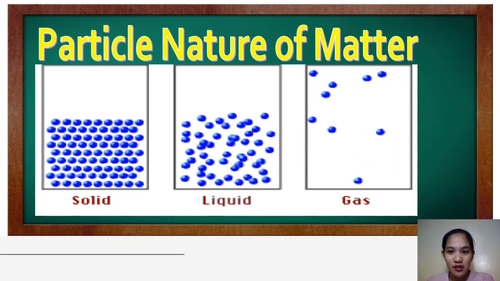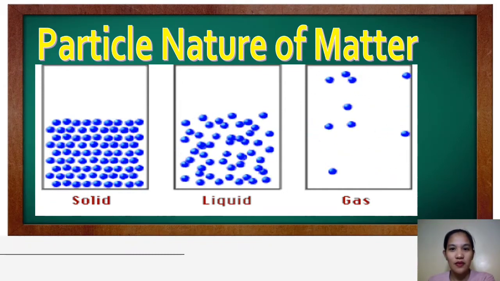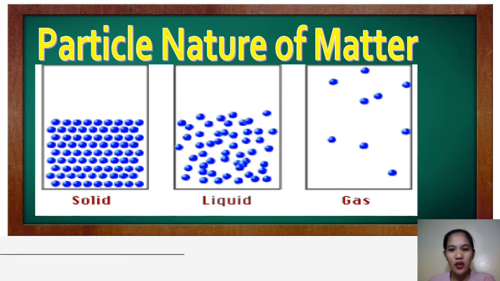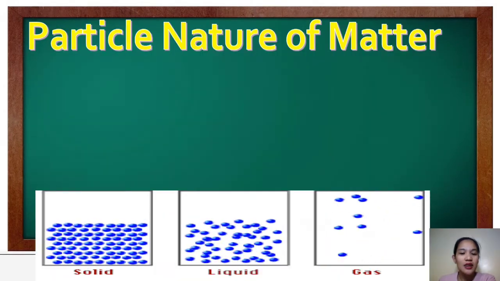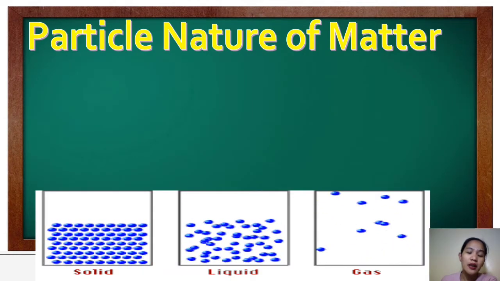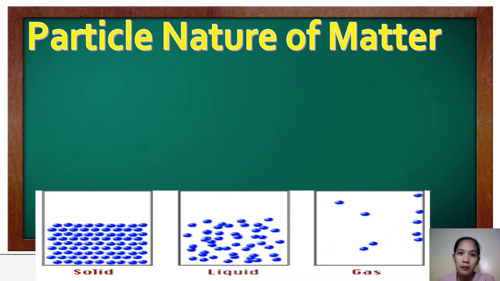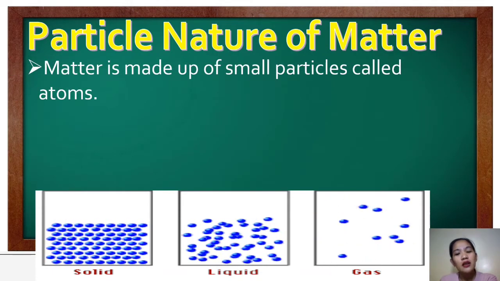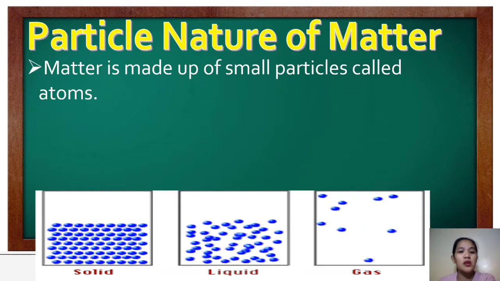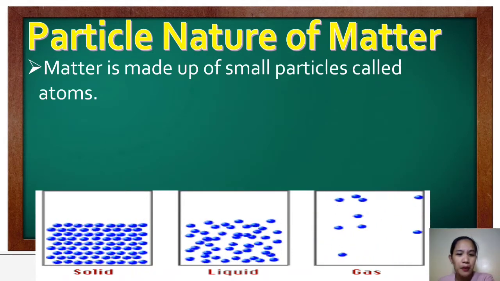So let us start discussing your observation. Let us start discussing what you have observed. When you say particle nature of matter, that is the nature of matter based on its particles, or the nature of the particles of matter. So what is this all about? It says here that the particle nature of matter states that matter is made up of small particles, and these particles are called atoms.